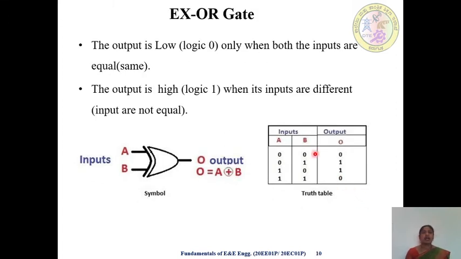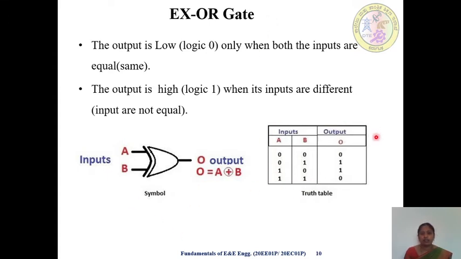Next is the XOR gate. This is the symbol of the XOR gate. It consists of two inputs A and B and a single output O. Then the expression will be O is equal to A XOR B. So here you have to write a plus sign, surrounded by a small circle. Then B. This is the expression of an XOR gate.